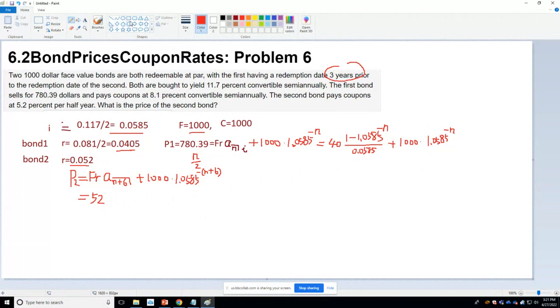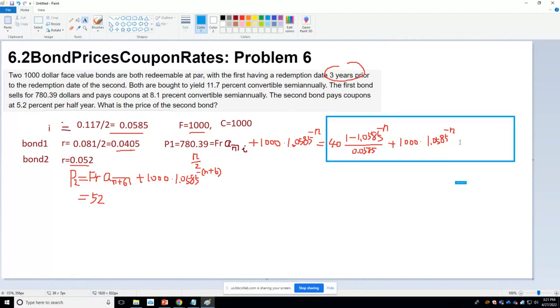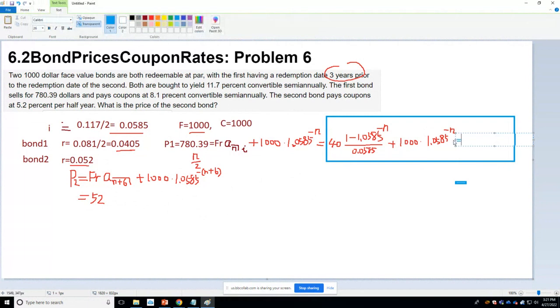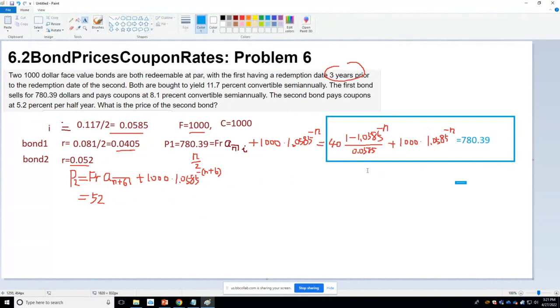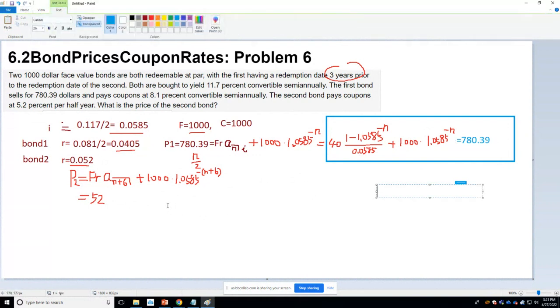Okay, so in the first equation, we'll set up this equation. This is a coupon bond price calculation. We set this equation equal to, you see, n is the unknown, equal to 780.39. So we solve for n from this equation and plug into the second equation. Is there an easy way to deal with this?